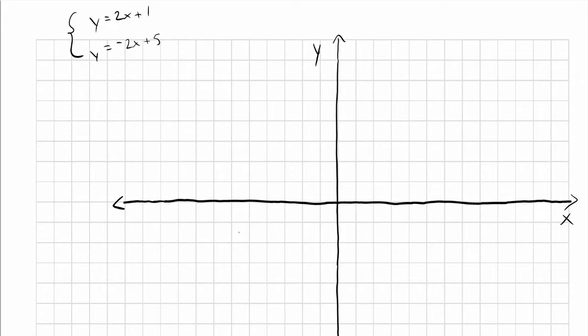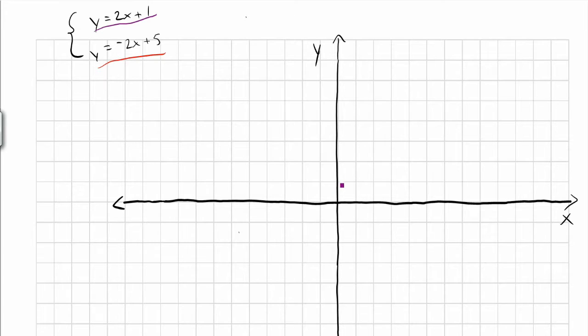So this problem actually does lend itself to graphing. I have two equations and I'm just going to graph both of them, and they both represent a line. That's why they're called linear equations. I want to see where they cross, and the point where they cross will be the solution.